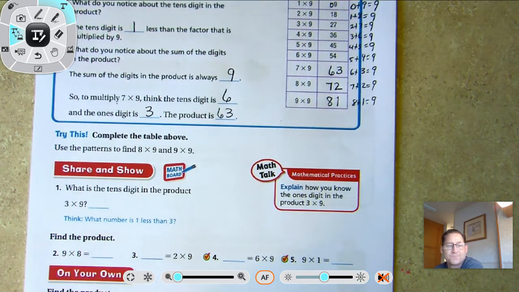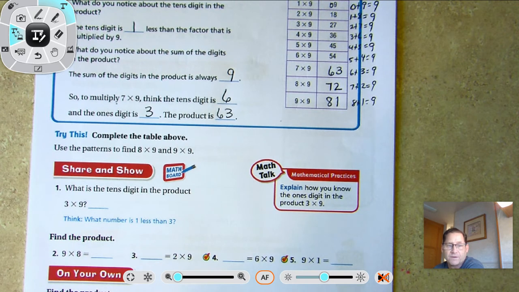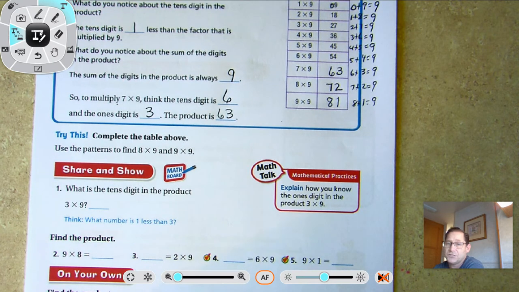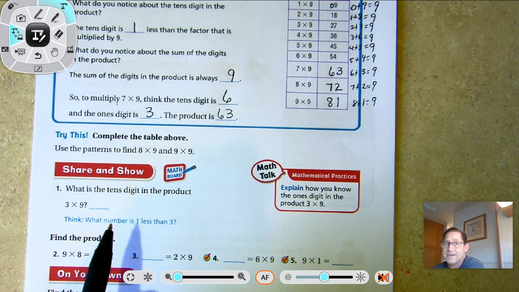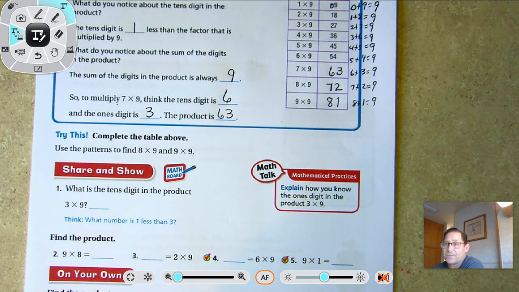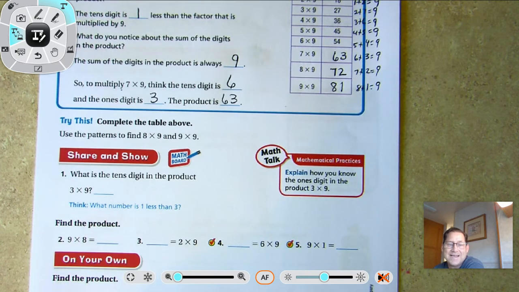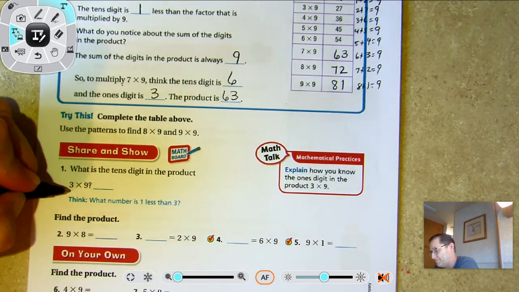We did that. Okay. Use the patterns to find 8 times 9 and 9 times 9. Okay, we did that. 8 times 9 is 72, because the tens digit is going to be 1 less than 8, which is 7. The two digits of the product have to add up to 9. So 7 plus what is 9? 2, 72. 9 times 9, the tens is going to be 1 less than 9. So 8, and 8 plus what is 9? 1, 81.